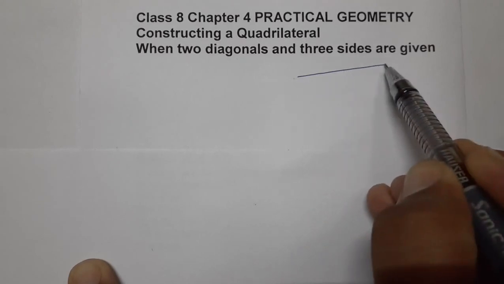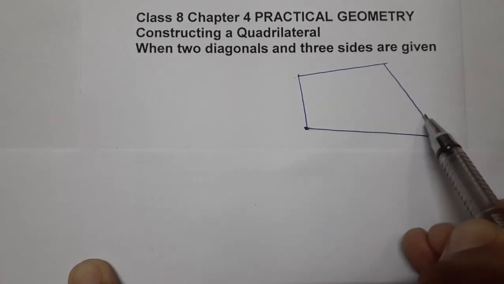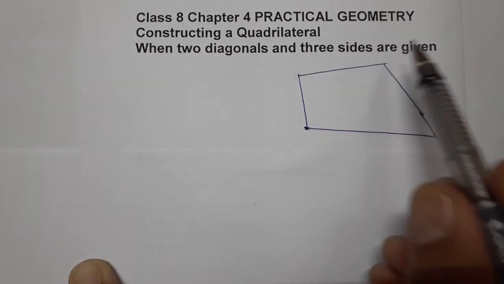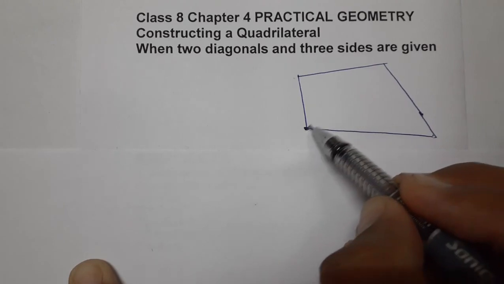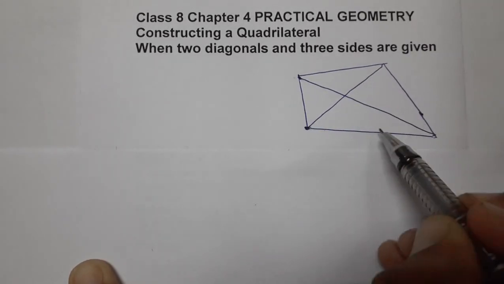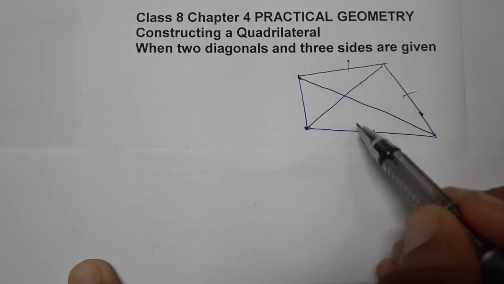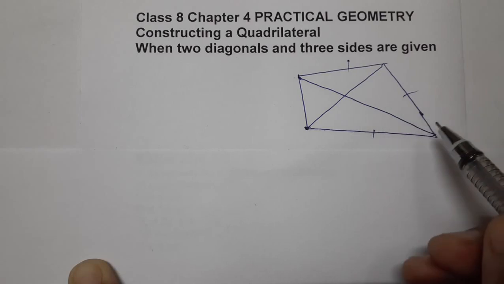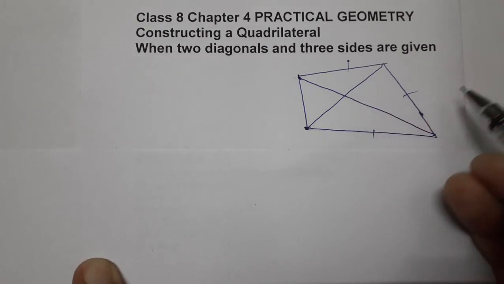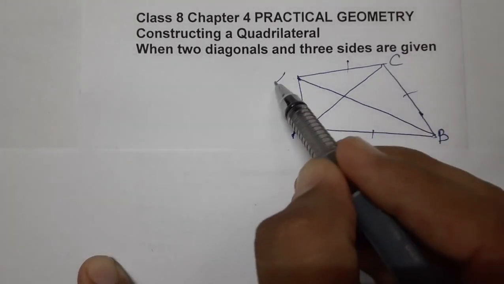We have to construct a quadrilateral when two diagonals are given to us and three sides are given to us. Two diagonals, one and two, and three sides, 1, 2, 3. Instead of four, now three sides are given to us, any three sides, and two diagonals. So we'll construct a quadrilateral in this case. So let's start the exercise.